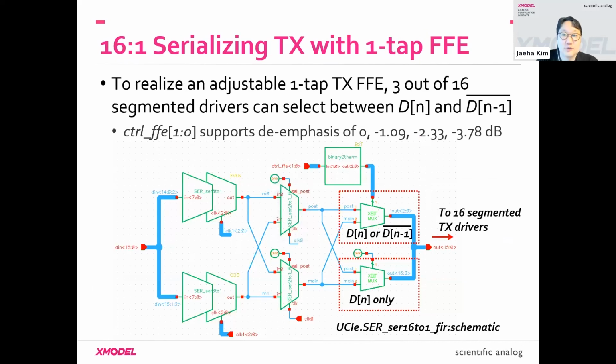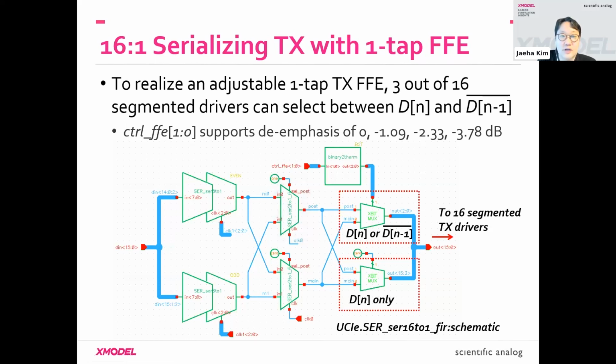Okay. So to build the final FFE, we're going to have a multiple segmented driver. Each driver is not just one driver. It will be segmented into a parallel of unit drivers. We'll use 16 of them, and among them, 3 of them will have an option of driving D[n] or D[n-1] inverted. This way we can support emphasis of 4 different values. Our spec says you can support just 1, but probably you need more.